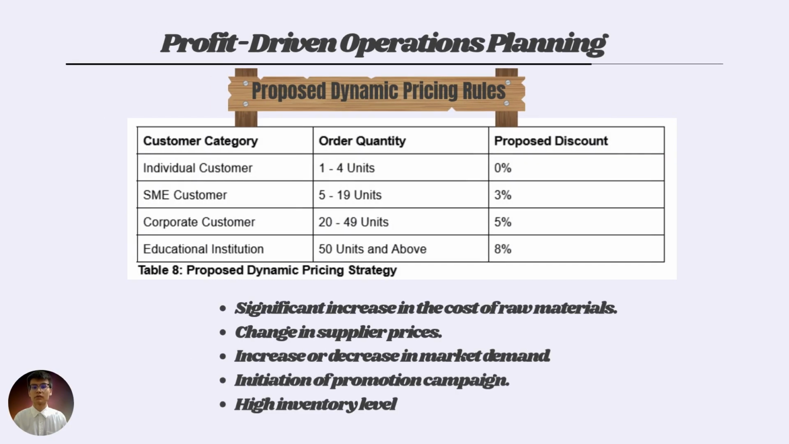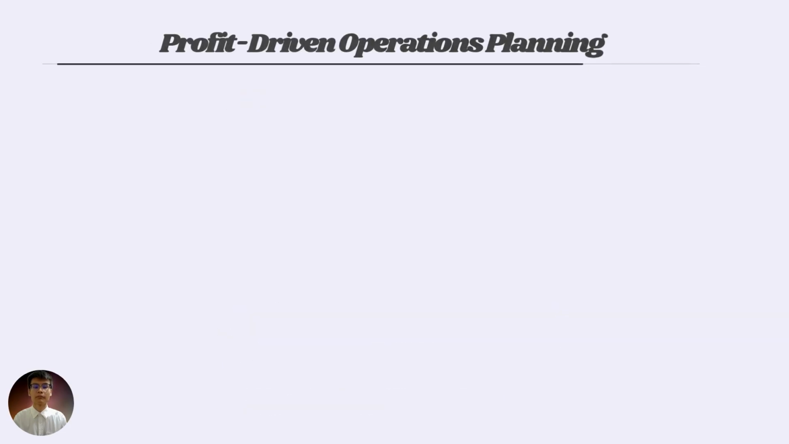Next, we propose several dynamic pricing rules to improve the business flexibility. Selling price may be adjusted when there is a significant increase in raw material costs, change in supplier prices, fluctuation in market demand, promotional campaign, and high inventory level. Instead of keeping a fixed selling price, the rules allow the company to respond more effectively to changing business conditions while remaining competitive and protecting the profitability.